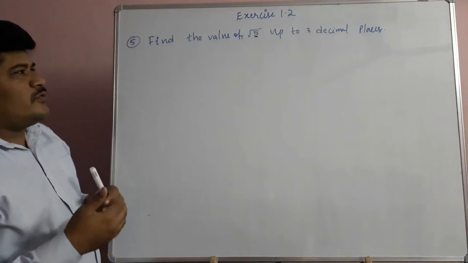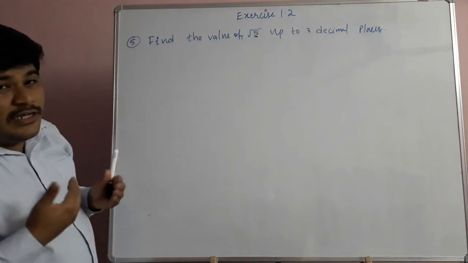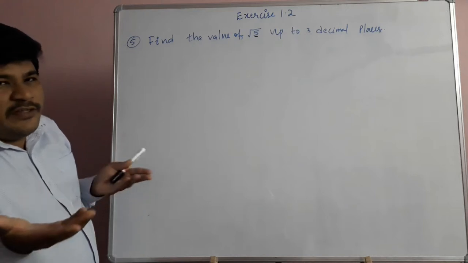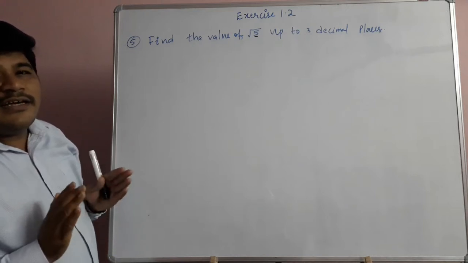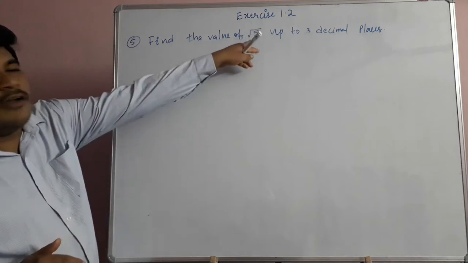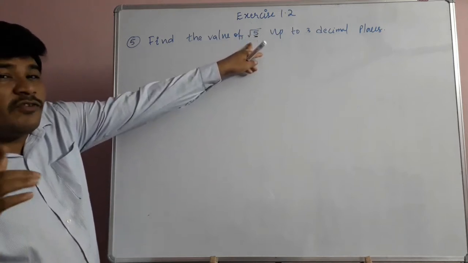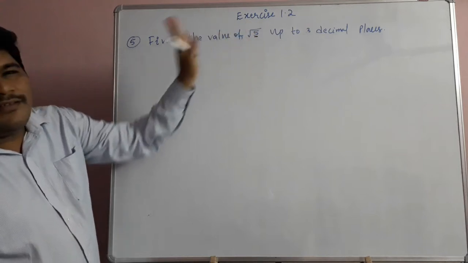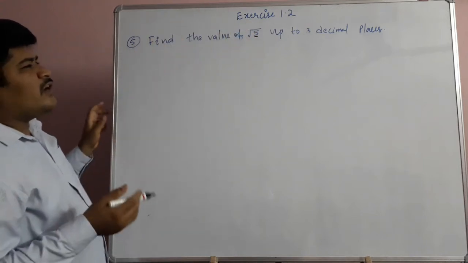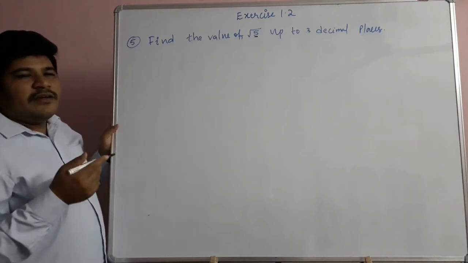So students, actually root 5 is what? Irrational number. As we discussed already, if n is a non-perfect square number, root of n is an irrational number. So 5 is a non-perfect square number. Actually 5, what type of number is it? Prime number. So square root of 5 is an irrational number. So now we are going to find its decimal form.